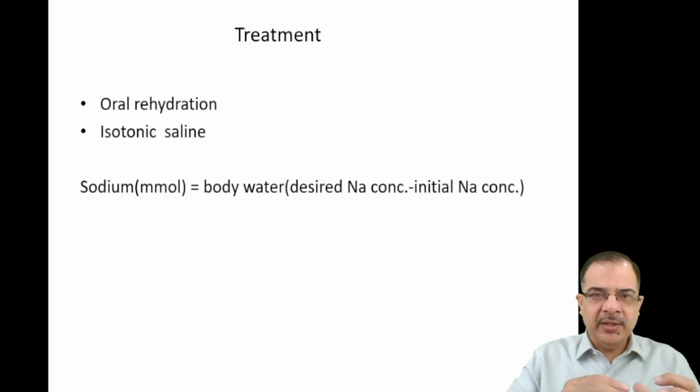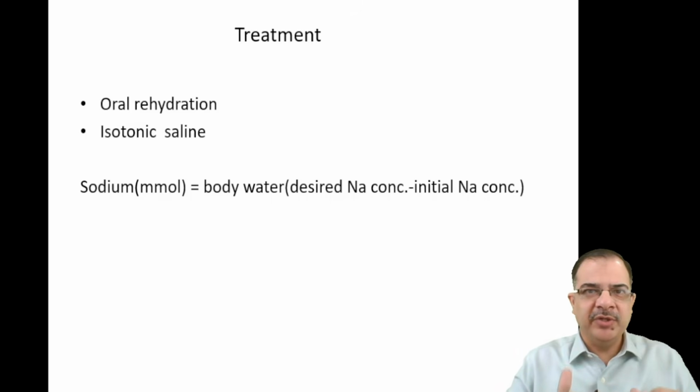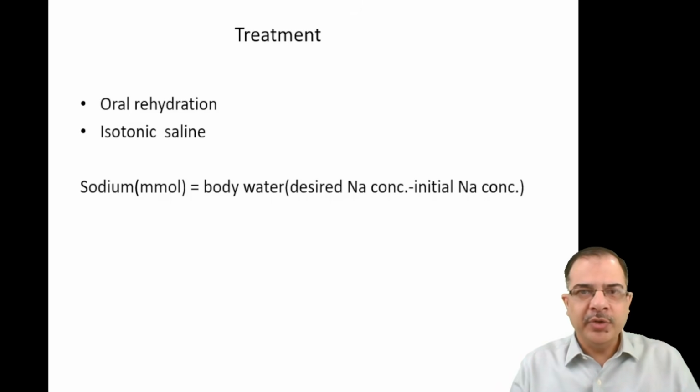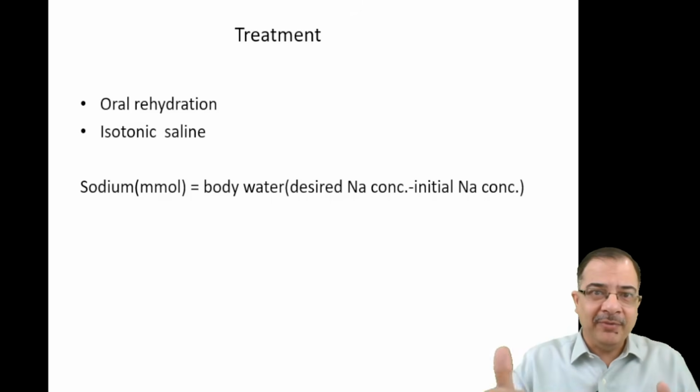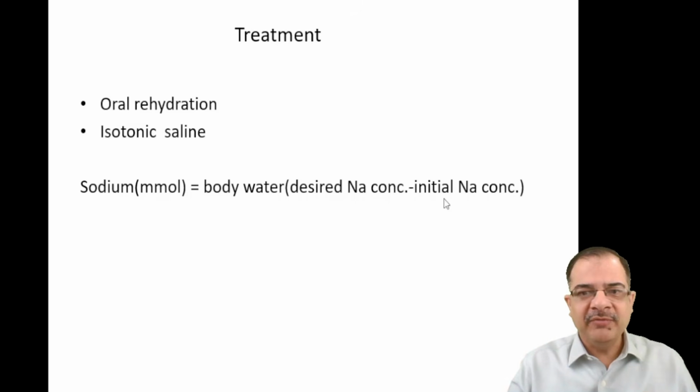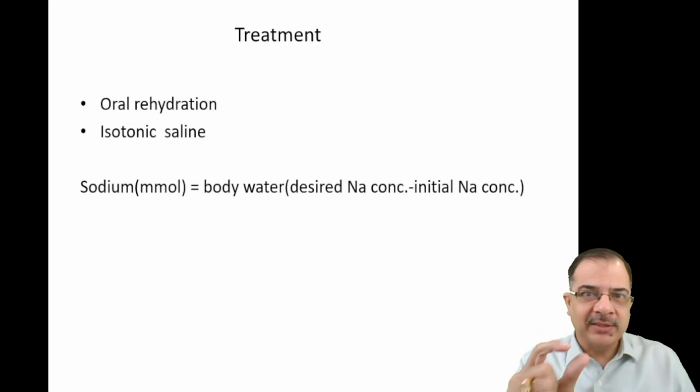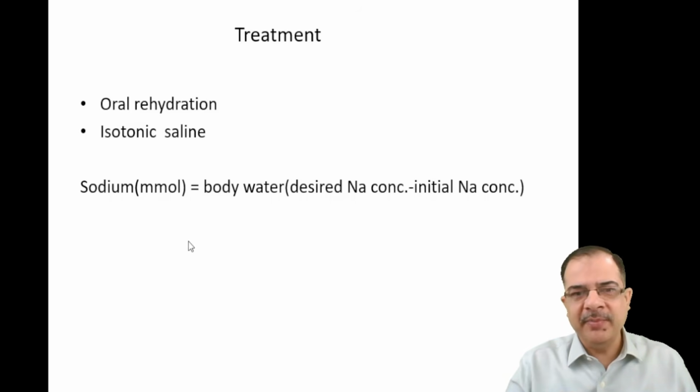Suppose in 24 hours the physician wants to increase the sodium concentration by 8 from the initial value. So if the initial value is 110 with which the patient presents, the desired sodium concentration in 24 hours should be 118. So +8 should be increased. So that is the physician's decision. With this the physician will calculate how much sodium will be given from the outside in 24 hours. So this is an important formula.